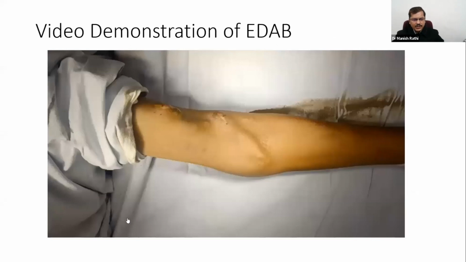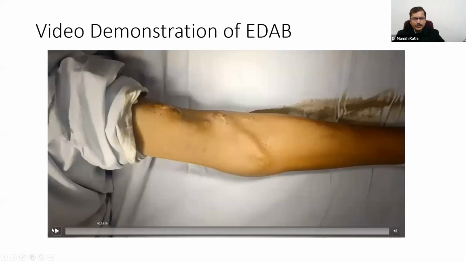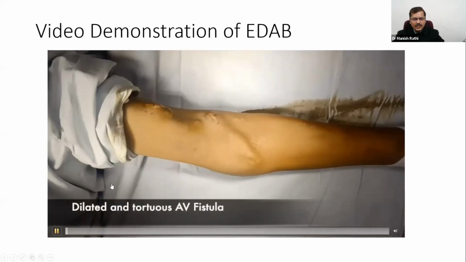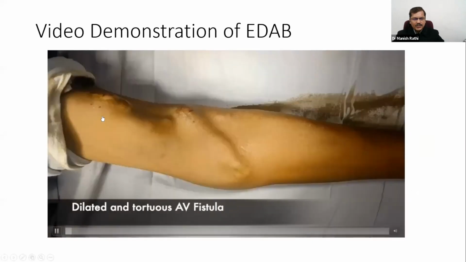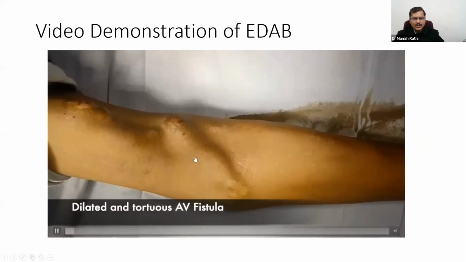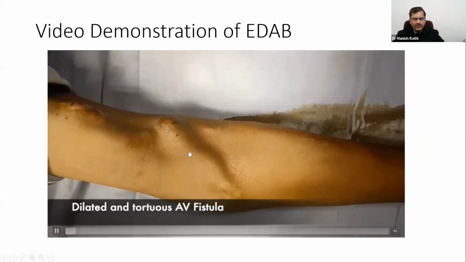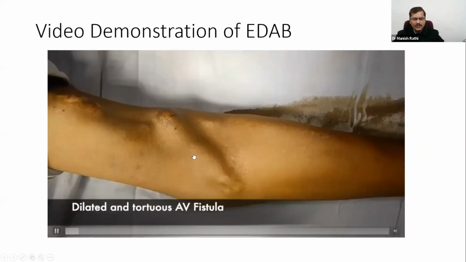So this is the same patient whose picture I have shown previously, and you can see there are dilated tortuous veins with aneurysmal dilatation, skin ulceration, and a hyperpulsatile vein. If you can appreciate this hyperpulsatile vein.